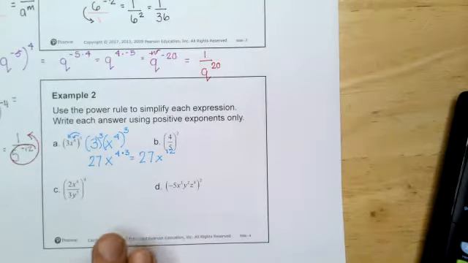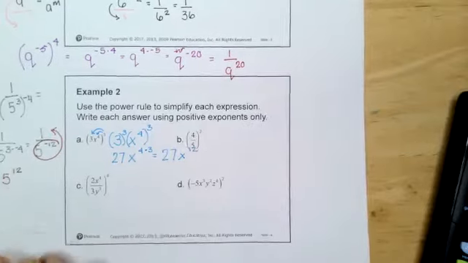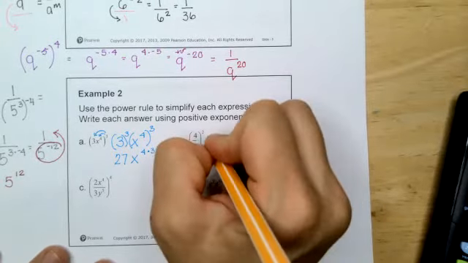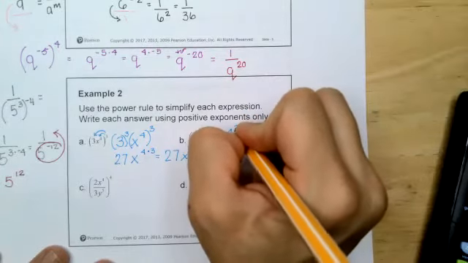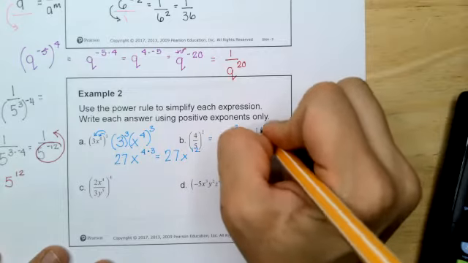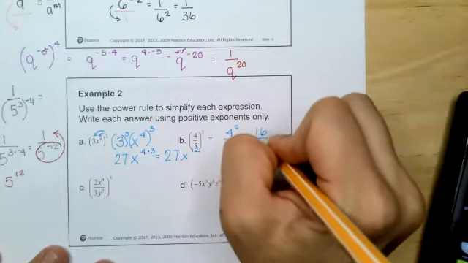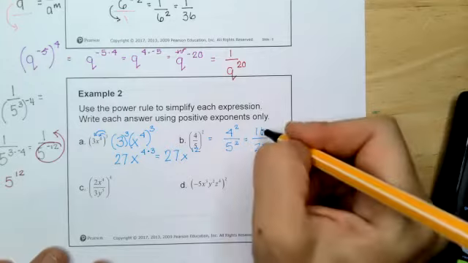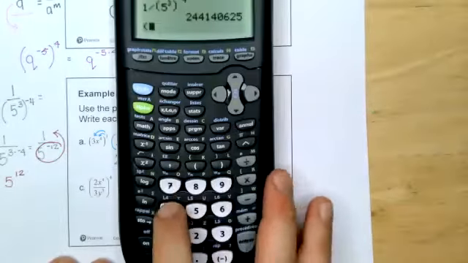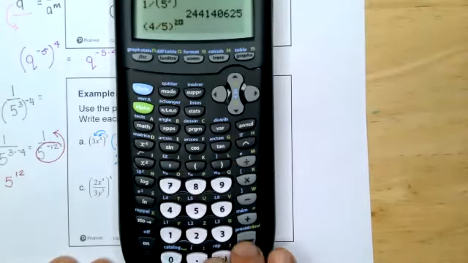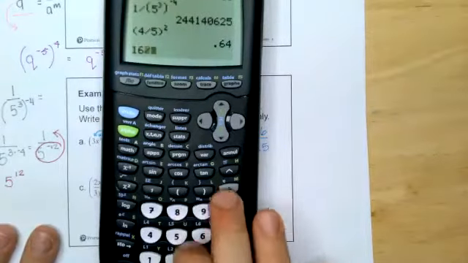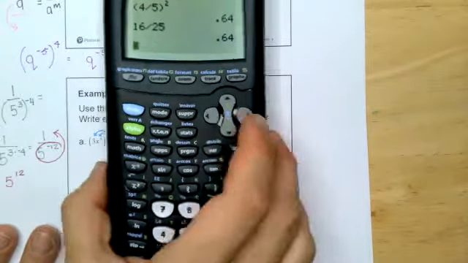Good. B, now we are using the quotient rule. So we're just going to distribute that 2 to the 4 and to the 5. So that's 4 squared over 5 squared, which is 16 over 25. Good. So if you put 16 over 25 into your calculator and you put 4 divided by 5 raised to the second power, you should get the same answer.